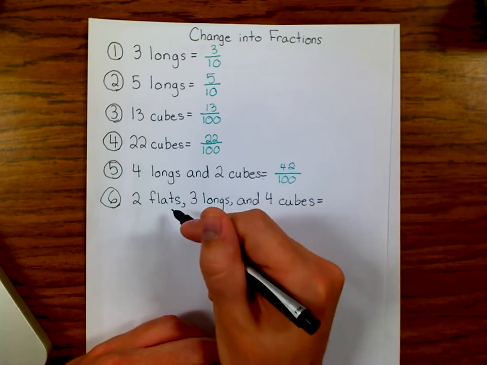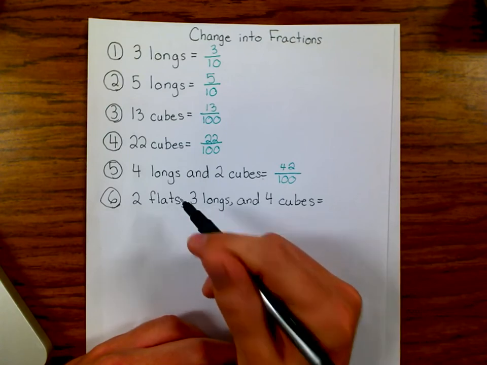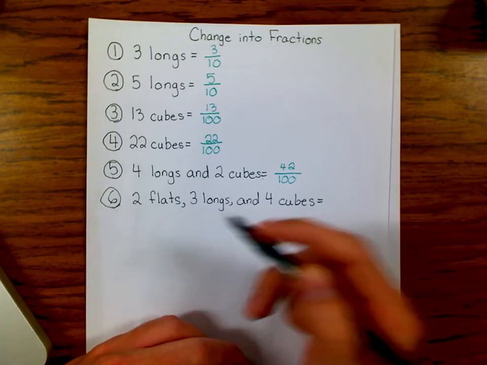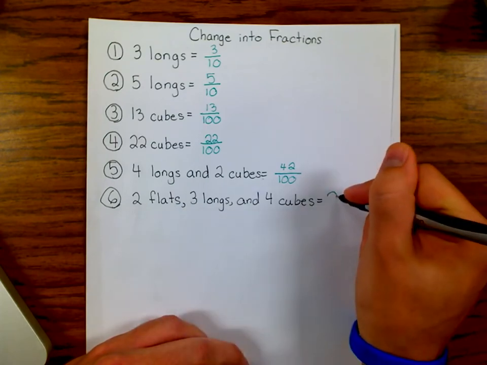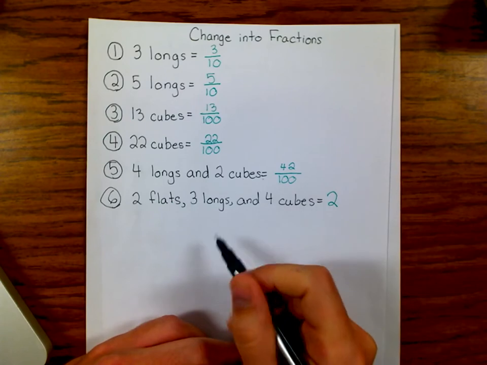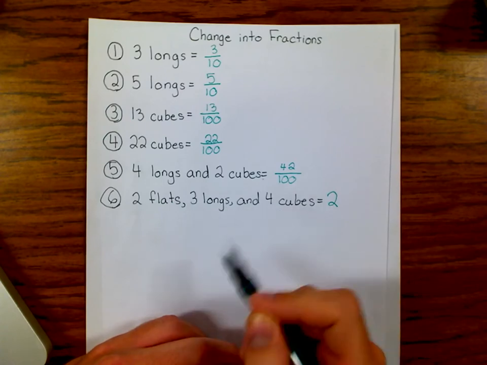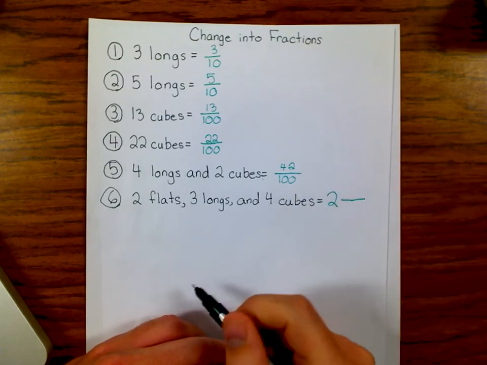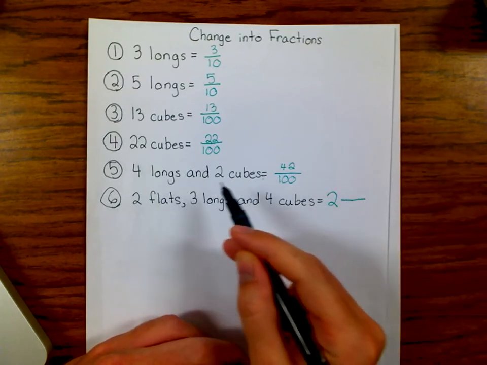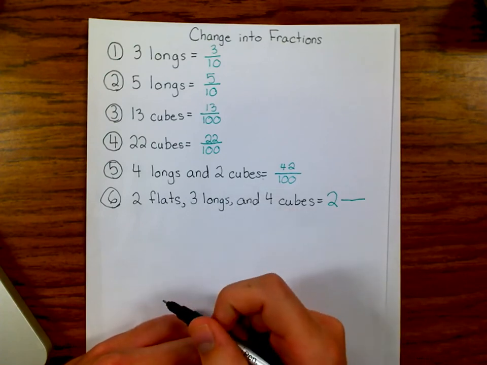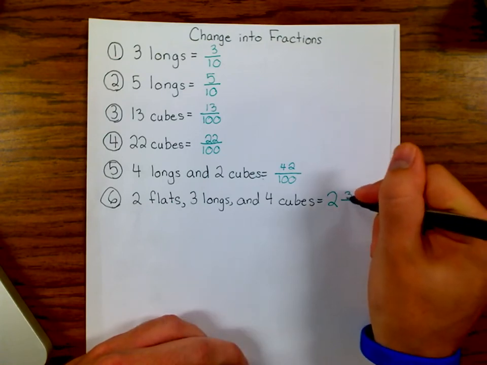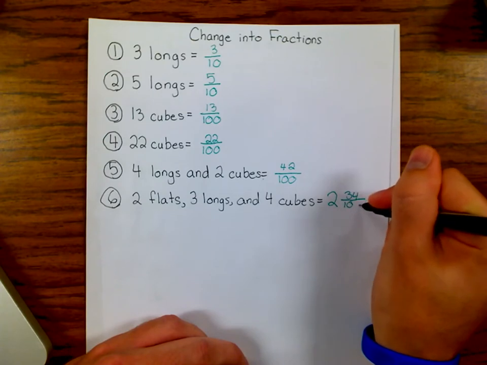Let's say I have 2 flats. Now, we already said that a flat is equal to 1 whole number. So that means I have to make the 2 a whole number, meaning a full 2. Now, this time I have 3 longs and 4 cubes. What I would like you to do is tell me what fraction I have after this. If you need a hint, go back to the 4 longs and 2 cubes. Turn to a partner and see if you can tell them. At this time, you should have gotten 34 over 100.